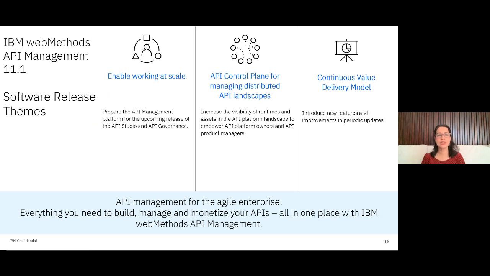The three themes we're focused on are, first, enabling working at scale: preparing the API management platform for the upcoming release of API Studio, API governance, and API control plane, which allows organizations to manage distributed API landscapes with better visibility, and third-party gateways. A lot of work has happened in that area, and we're very excited to share more details in the next slide. And last but not least, the continuous delivery model, which means frequent updates, so new features and improvements can be released quickly and the innovation that customers want is delivered to them.